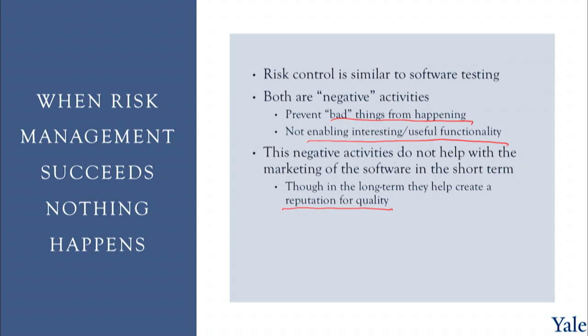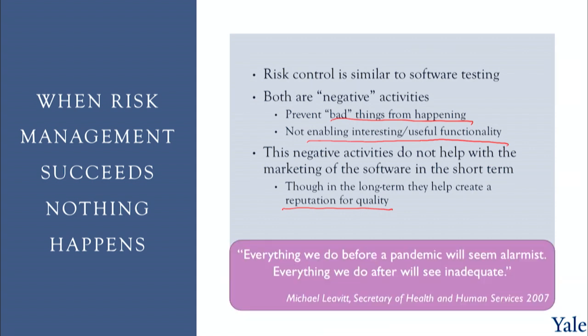And to summarize the topic, there's a good quote, this now is particularly timely, from 15 years ago, from Michael Levitt, who was the Secretary for Health and Human Services. He's talking about pandemics, but you can extrapolate the comments forward. So he said this in 2007, everything we do before a pandemic will seem alarmist, everything we do after will seem inadequate. And so risk management may seem alarmist. It's a process that slows you down. It adds all these extra checks and balances, all this worrying, but if you do it right, then you don't have to worry about something going wrong. And if something goes wrong, everything you did before in your risk management will seem inadequate, and you wish you would have done a lot more.